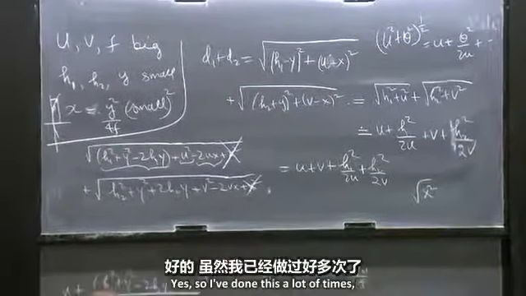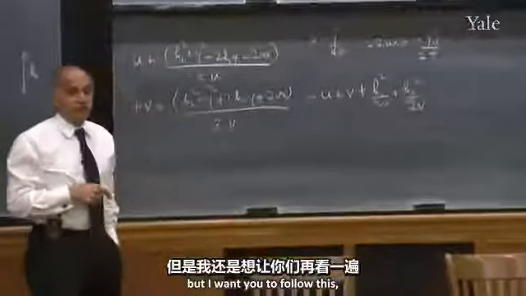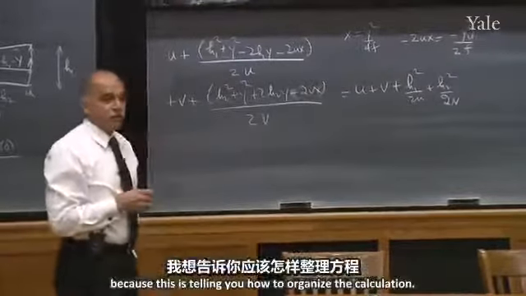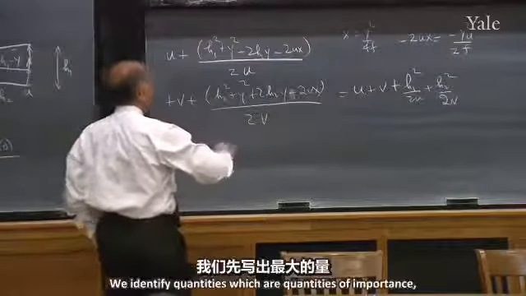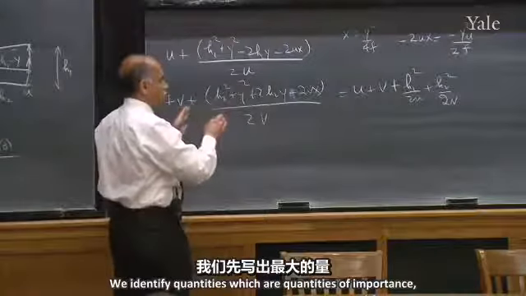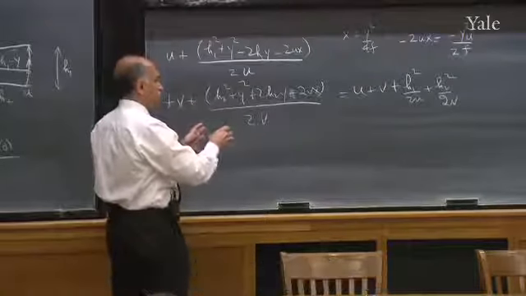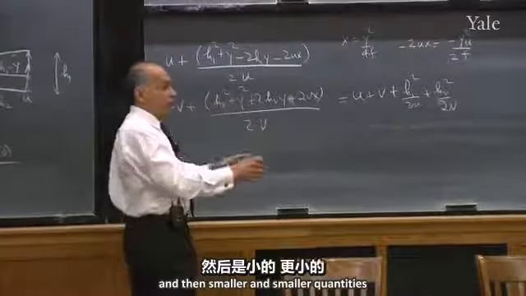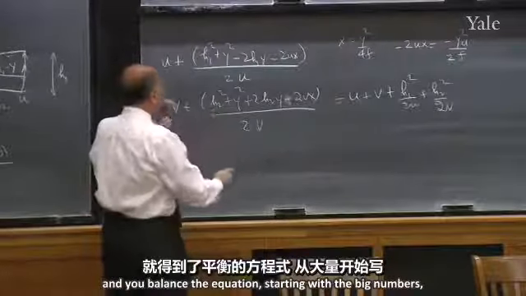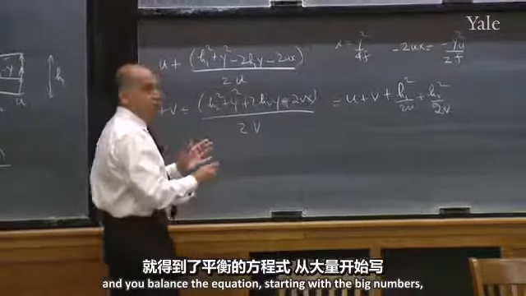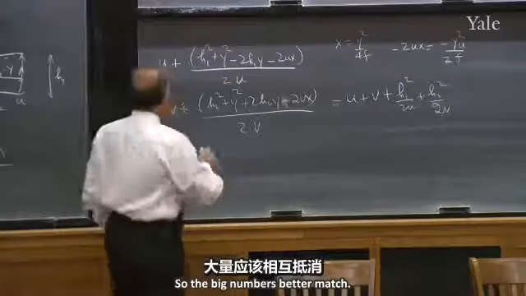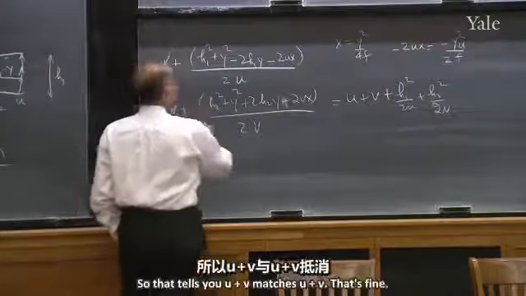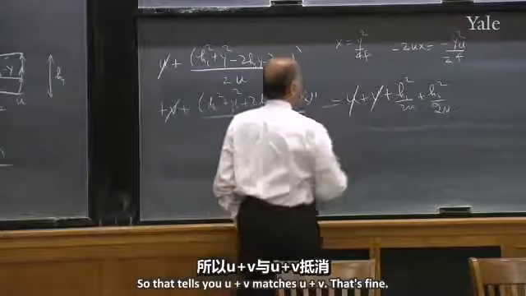Yeah, I've done this a lot of times, but I want you to follow this because it tells you how to organize the calculation. You identify quantities of importance, and then smaller and smaller quantities, and you balance the equation starting with the big numbers, then go to the smaller numbers. So the big numbers better match. That tells you u plus v matches u plus v.